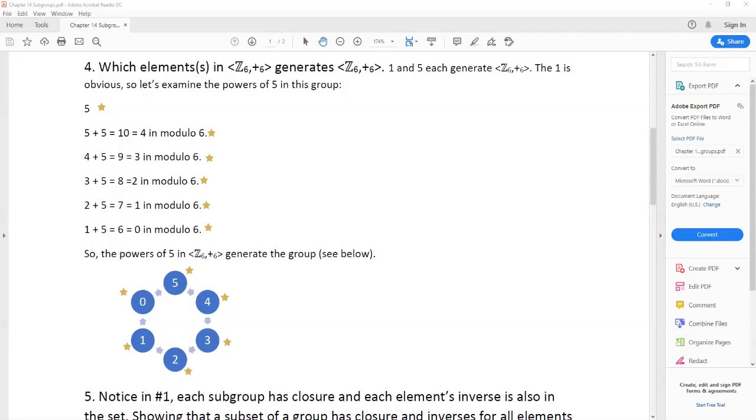Again, 1 is the obvious choice because if you add 1 to 1, you get 2. 2 plus 1 would be 3, and so on. Finally, 5 plus 1 would be 0.